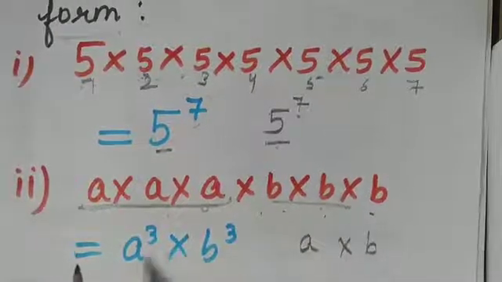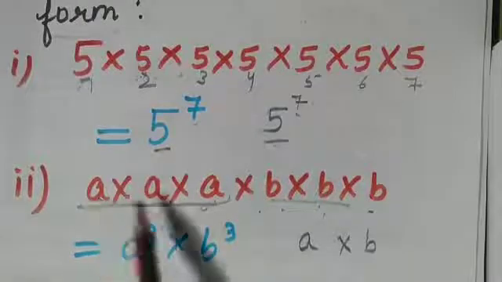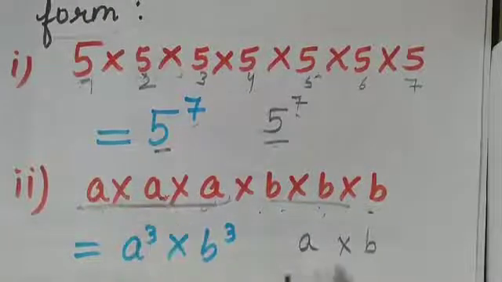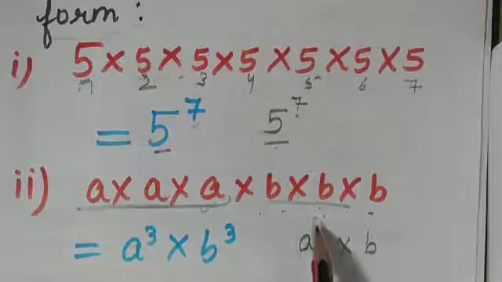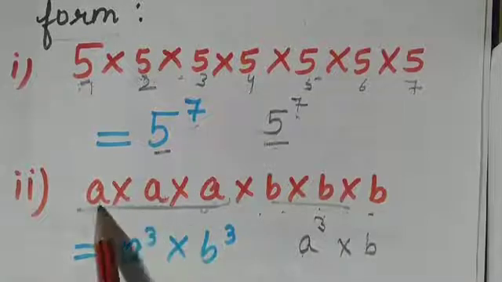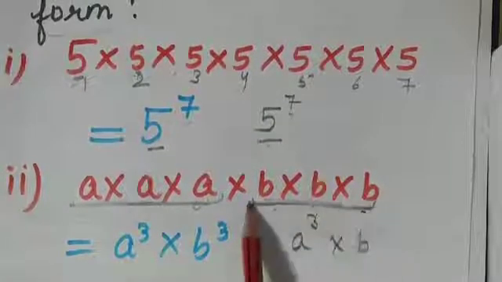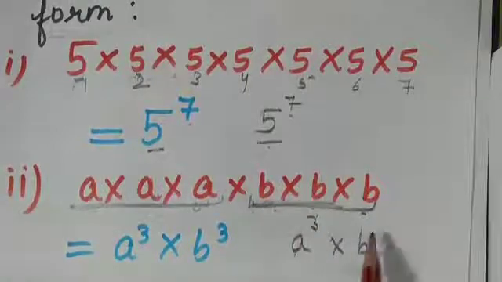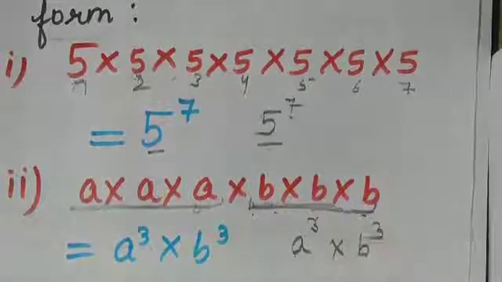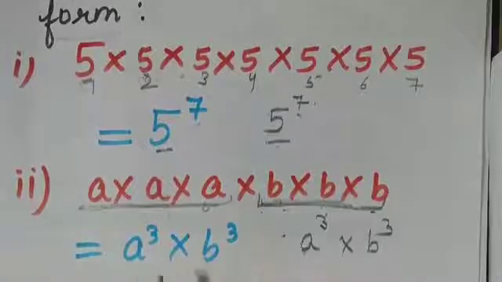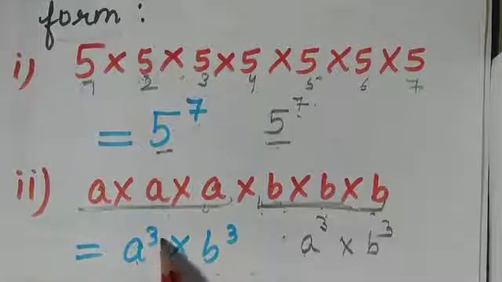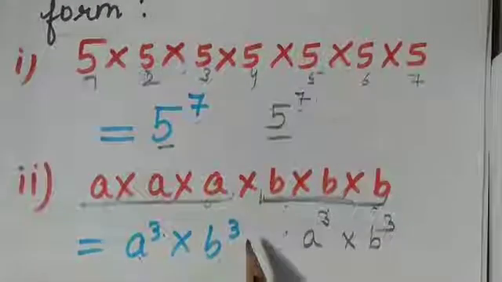Now come to the powers. A is multiplied 3 times. So A must have the power 3, because A is multiplied 3 times. Now B is multiplied 3 times. So B must have the power 3. So its exponential form is A raised to power 3 into B raised to power 3.